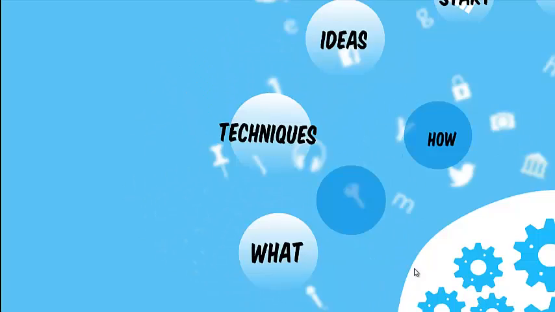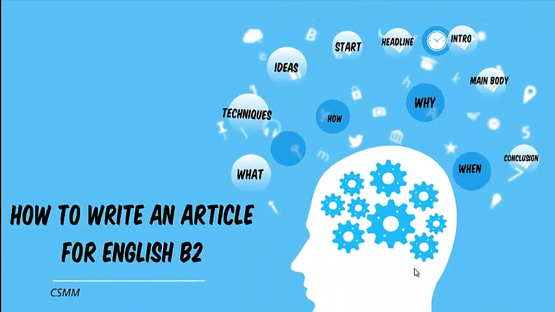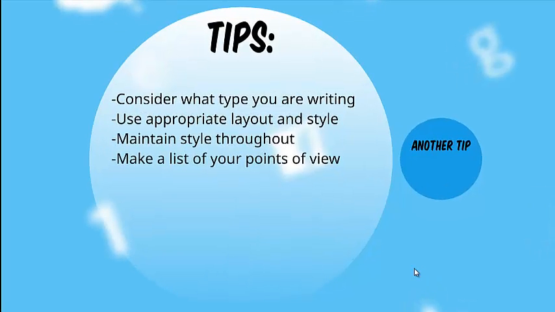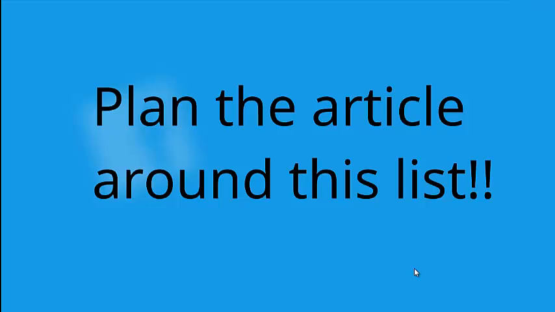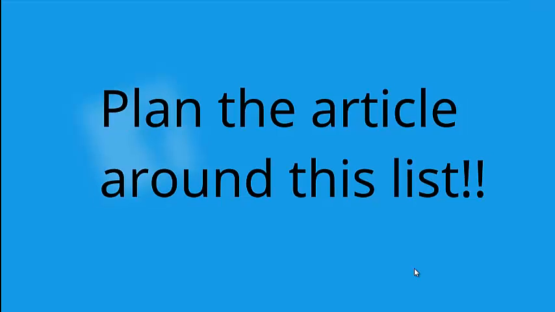Before you start writing any type of article, you should consider what type you are writing, so you know the appropriate layout and style. For instance, in a formal article, you should use an impersonal style. In a less formal article, you may address the reader directly if your topic style permits it. Make sure that you maintain this style in the headline and throughout the article. You should also make a list of the points of view you want to include in your article and plan the article around this list.